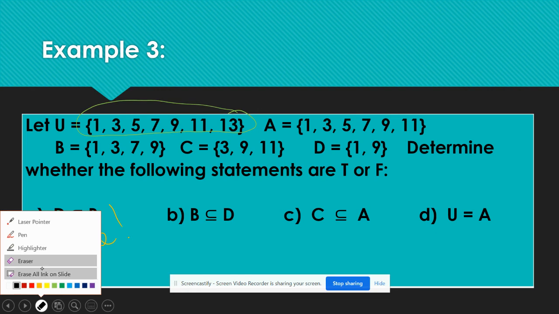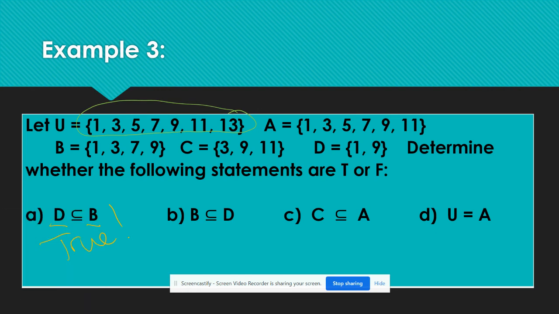Next, is B a subset of D? Remember, that means that D would have to have every single number that B has. So we need 1, 3, 7, and 9. Well, D has 1 and 9, but not 3 and 7. So I draw a line through that because that is false. D does not have all the elements of B.